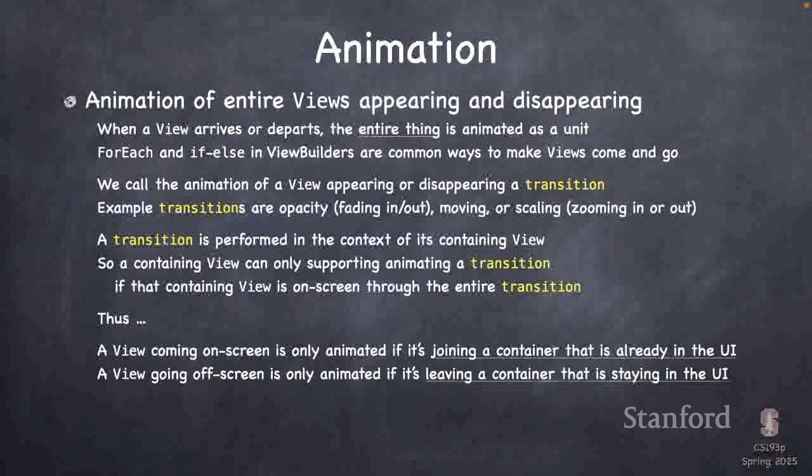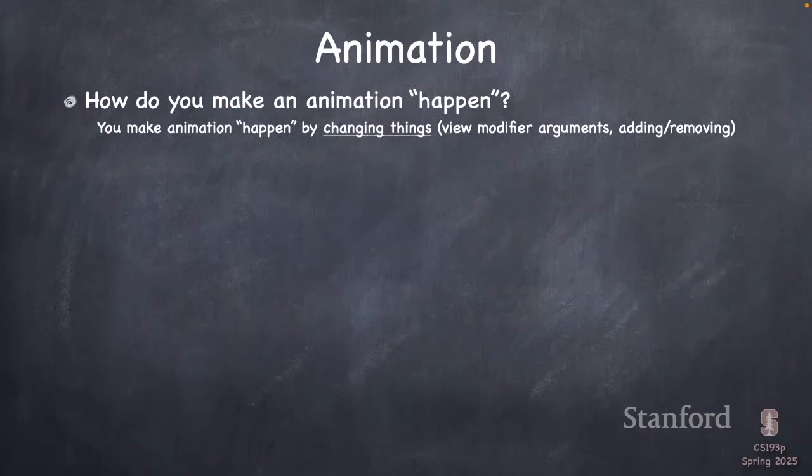Another way to say it is that a view that's coming on screen can only be animated if it's joining a container that's already on screen. Or similarly, a view that's going off screen will only be animated if it's leaving a container that's staying on screen. Make sense?